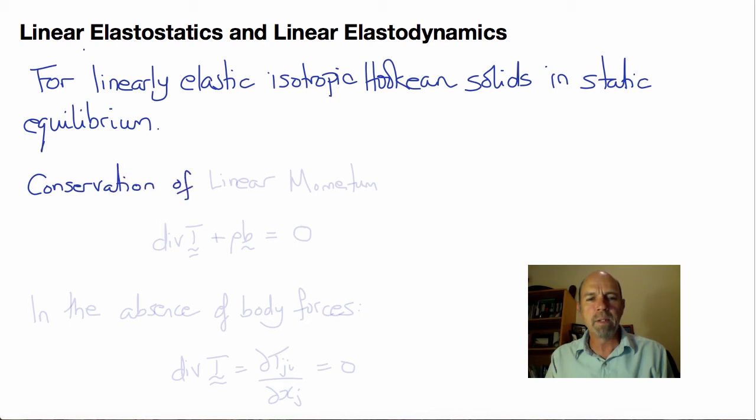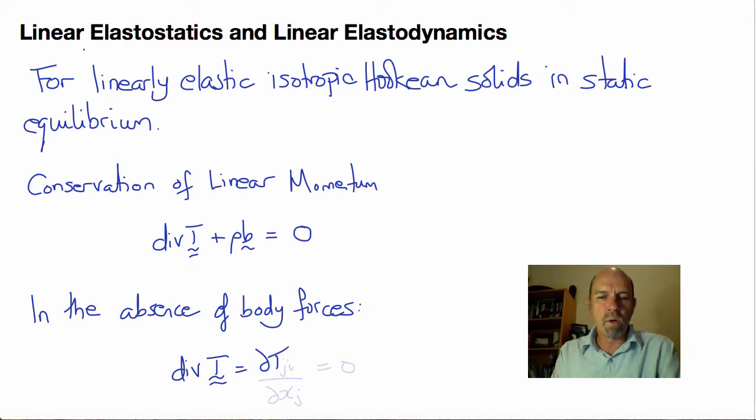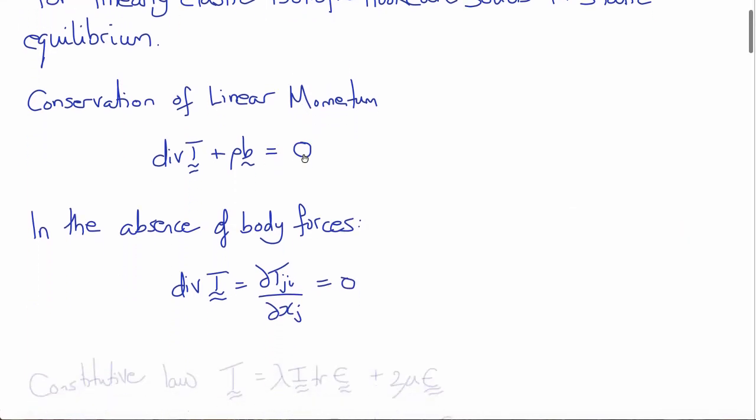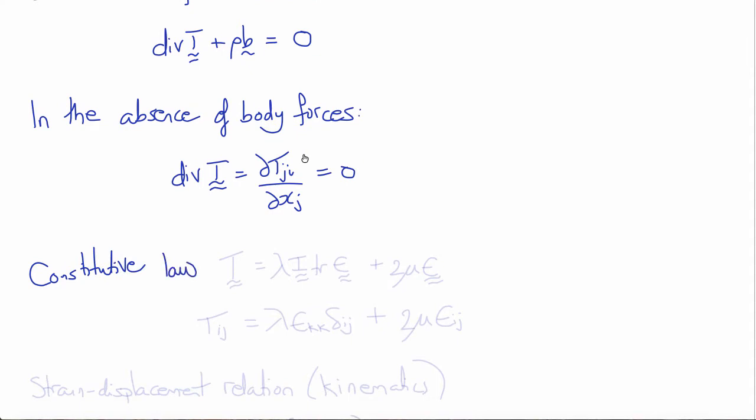Conservation of linear momentum for a continuum will read: the divergence of the stress plus rho times the body force is equal to zero. In the absence of body forces, so B equals zero, the conservation of linear momentum simplifies to the divergence of the stress, or del Tji del Xj, is equal to zero. So those are the three force balance equations for static equilibrium in the absence of body forces.